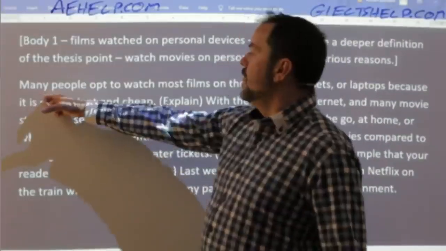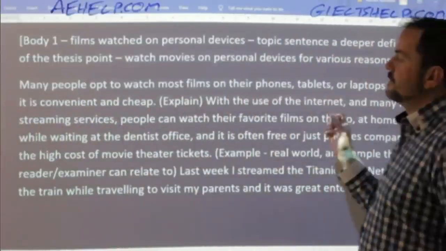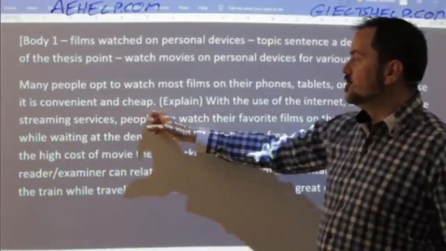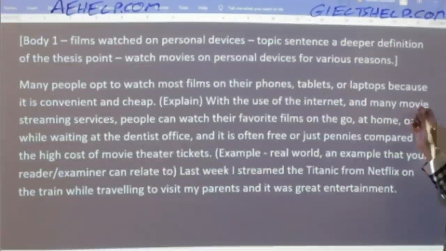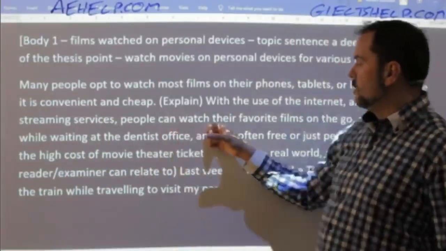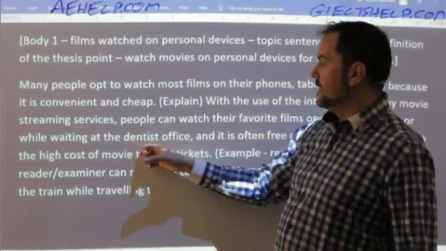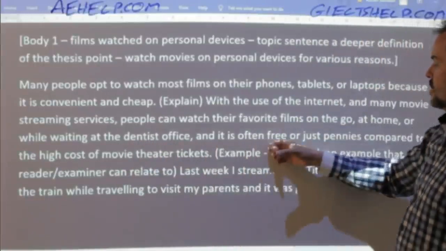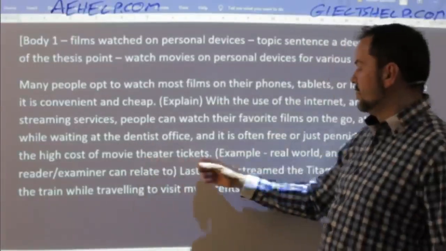Yeah. So many people opt to watch most films on their phones, tablets, or laptops because it is convenient and cheap. With the use of the internet and many movie streaming services, people can watch their favorite films on the go, at home, or while waiting at the dentist office. And it is often free or just pennies compared to the high cost of movie theater tickets.